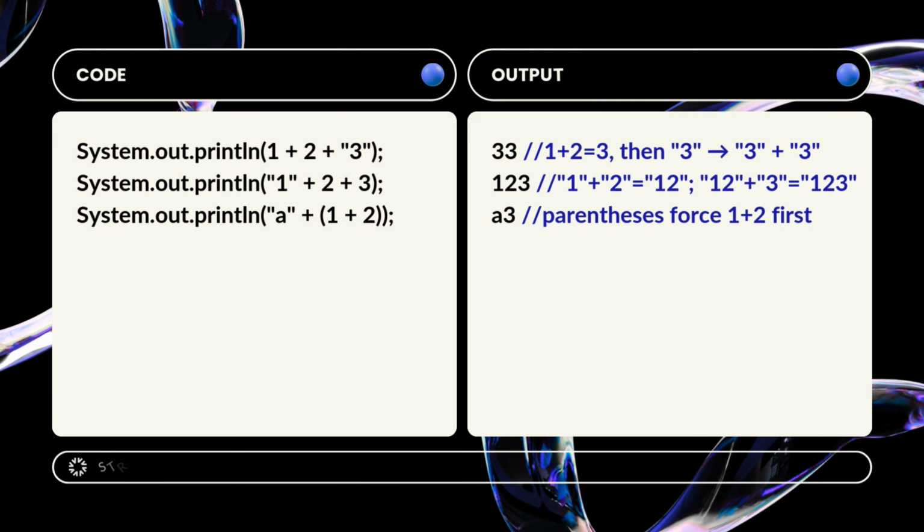Very important, left-to-right evaluation. Plus is left associative. Java evaluates from left to right. As soon as a string appears on the left, everything to the right is treated as text and concatenated. Rule of thumb. The first time a string shows up on the left, you're in glue mode. Everything after gets glued as text.